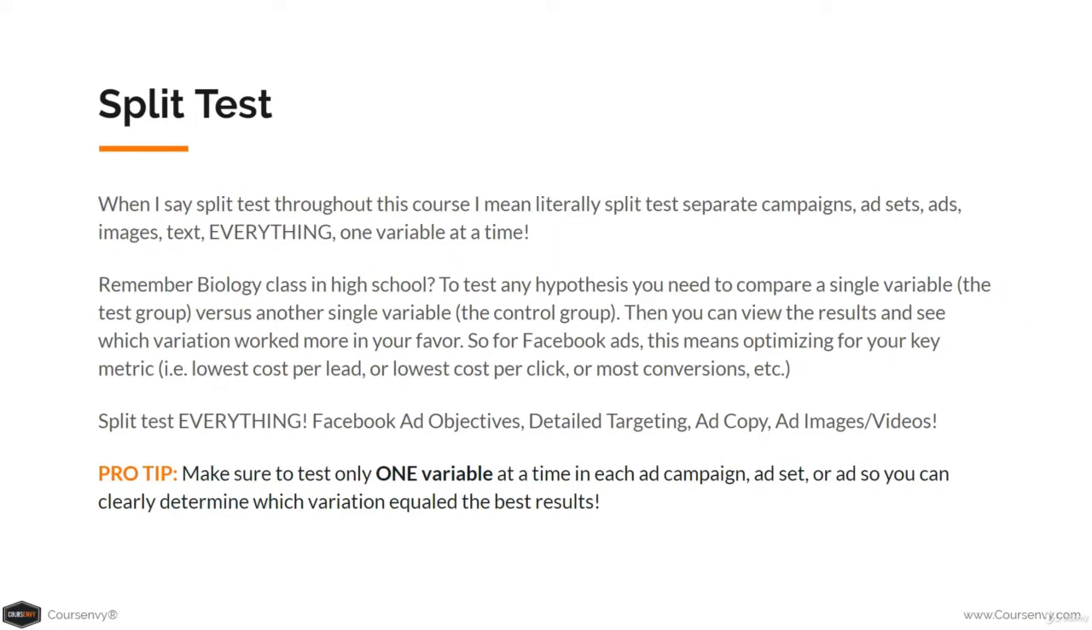Then you can view the results and see which variation worked more in your favor. So for Facebook ads, this means optimizing for your key metric, such as lowest cost per lead, lowest cost per click, most conversions, and so on. So you want to split test everything. Your Facebook ad objectives, the detailed targeting, ad copy, ad images, videos, and so on. So a pro tip here, make sure to test only one variable at a time in each ad campaign, ad set, or ad, so you can clearly determine which variation equaled the best results.